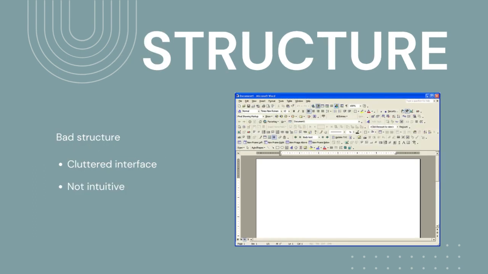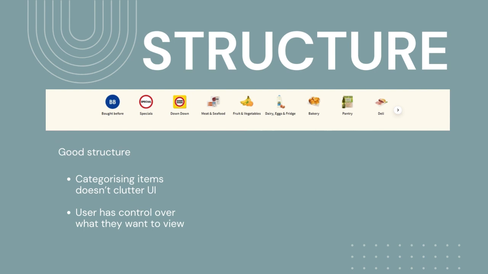Structure. An example of bad structure is an old version of Microsoft Word where the UI is cluttered and not intuitive to navigate at all. In contrast, we can look at the Kohl's website where they've categorized common items that users might buy. This doesn't clutter the UI as they categorize, and the user has control over what they want to see.